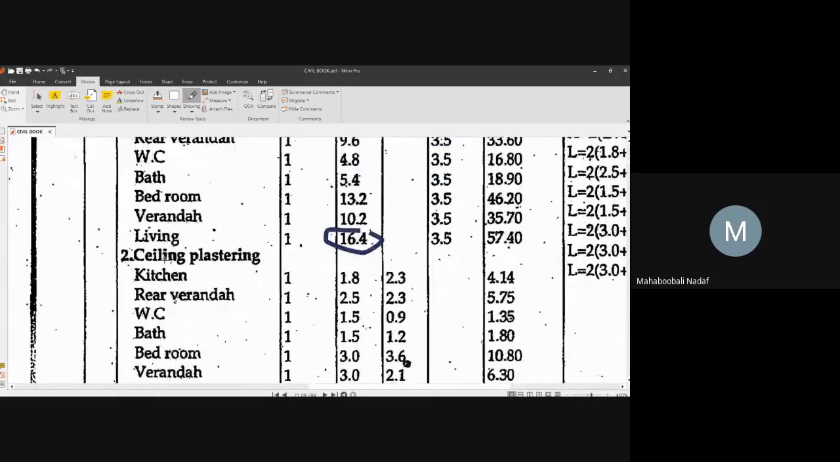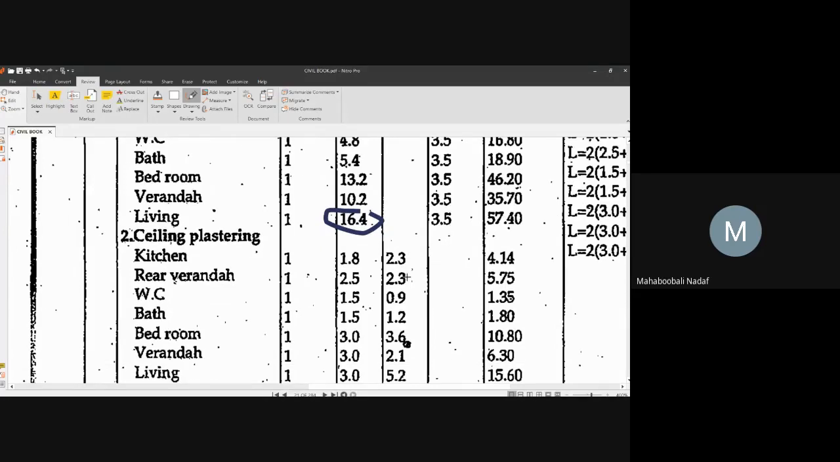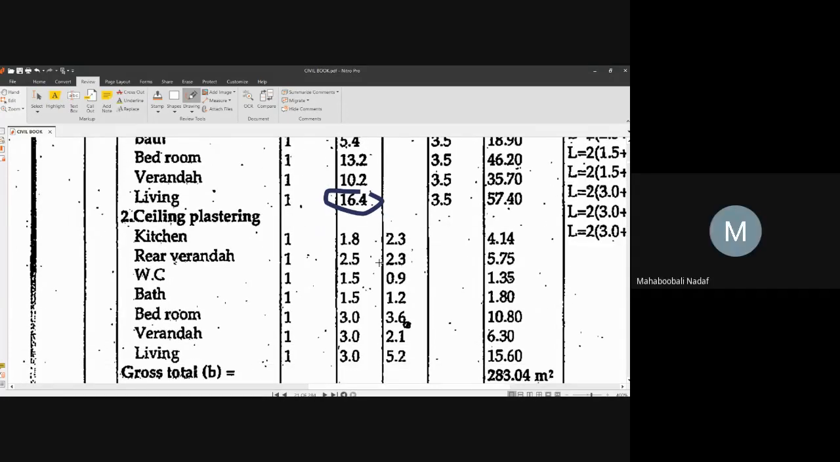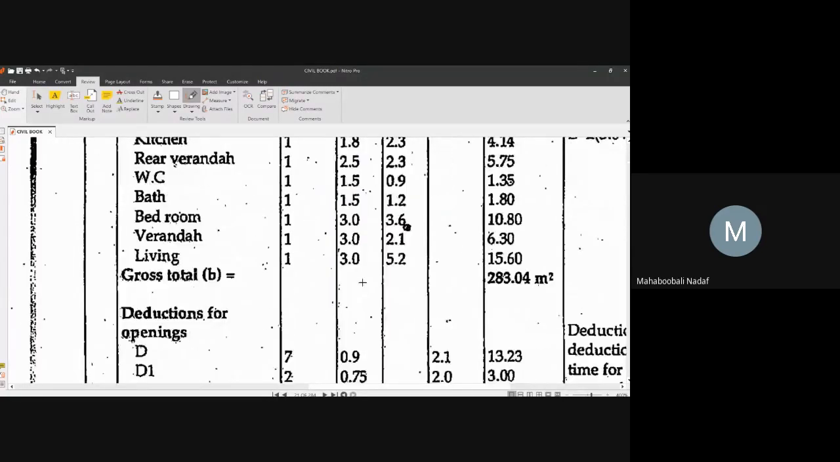Similarly, for ceiling plastering, all rooms are there. All rooms, inside length, inside width. Yes or no? Simple, nothing much of a calculation is here. Once you multiply, you will get the square meter quantities.